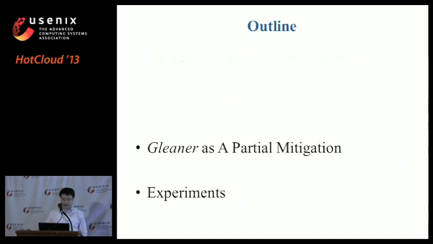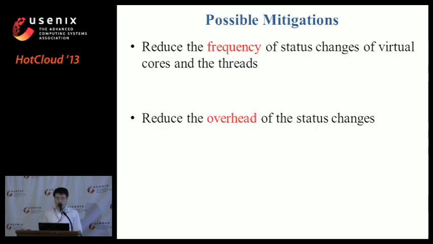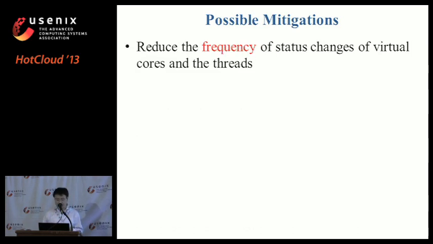Based on this analysis, we propose Gleaner as our partial mitigation for this problem. Before I introduce Gleaner, let me survey the possible mitigations for this problem. Because this problem is associated with the status change of virtual cores and threads, there are basically two approaches to reduce the cost. One approach is to reduce the frequency of the status change. The other approach is to reduce the overhead associated with each status change. So let's look at the methods to reduce the frequency first.